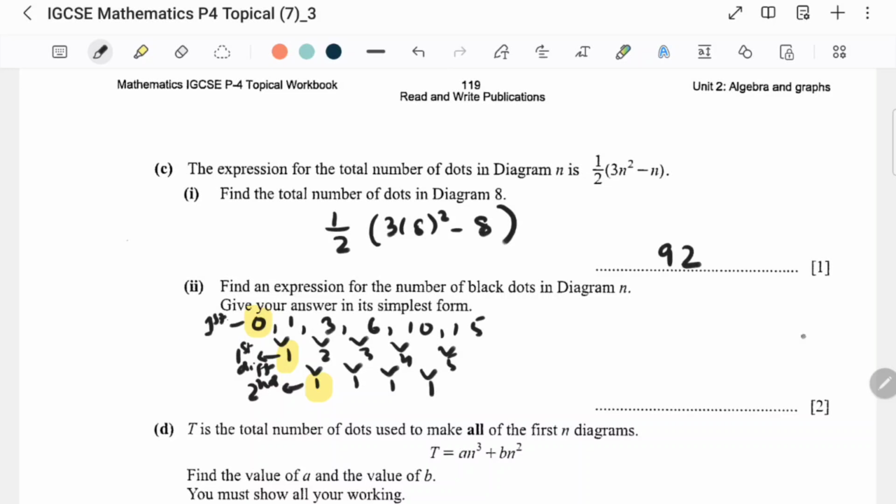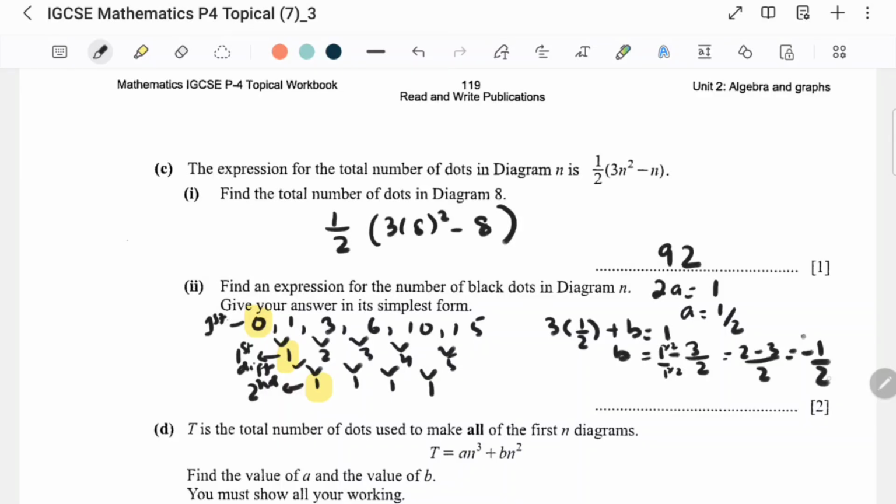Now what happens, 2a is the second difference, so 2a is equal to 1, a is equal to half. Now 3a plus b is the first difference, so 3a plus b is equal to 1. So 3 upon 2 plus b is equal to 1, b is 1 minus 3 upon 2. Then you take the LCM: 2 minus 3 upon 2, I multiply by 2 because students have a problem there. They don't remember that it is minus half. So a is half and b is minus half.